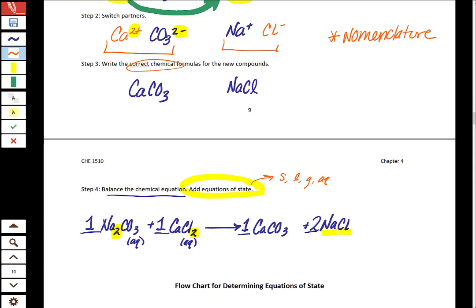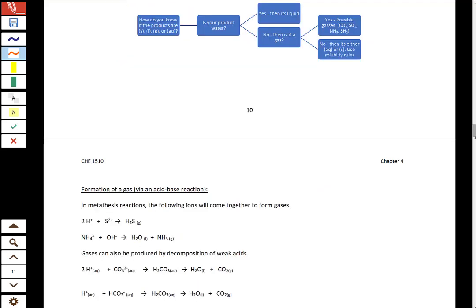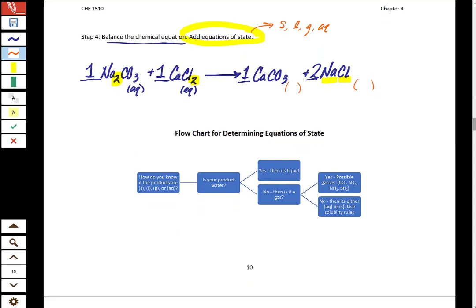So in order to figure this out, what the equations of state are for the calcium carbonate and the sodium chloride, let's look at the little flow chart that's below. So when we look at this flow chart, it asks, how do you know if the products are solid, liquid, gas, aqueous? Oh, that's a great question. So let's start with, is your product water? Okay, let's do this flow chart with calcium carbonate. Is your product water? No, calcium carbonate's not water, so we go this way.